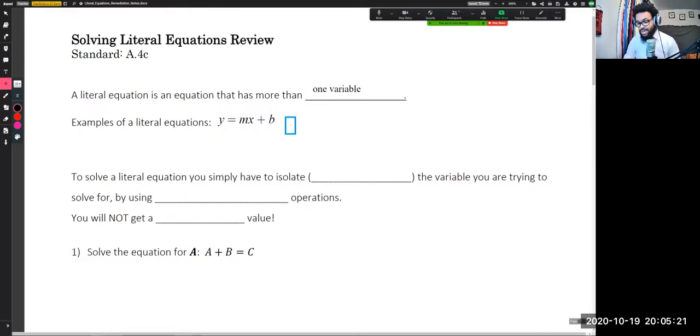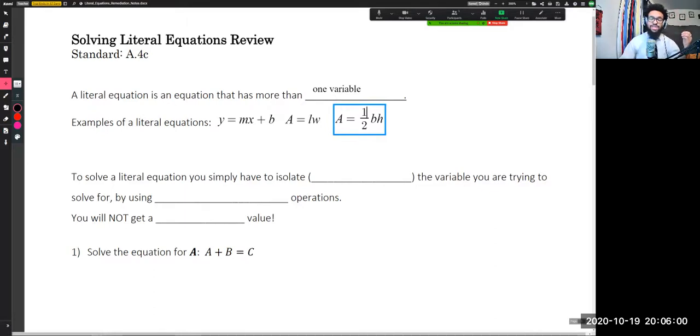Another one is A equals length times width. This is the formula for the area of a rectangle. Oftentimes you'll see formulas as literal equations. That's typically what they are. The area for a triangle is going to be A equals 1/2 base times the height of a triangle. This is something you've seen before in your earlier years in your math classes.